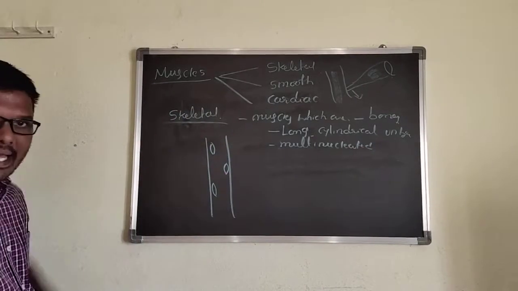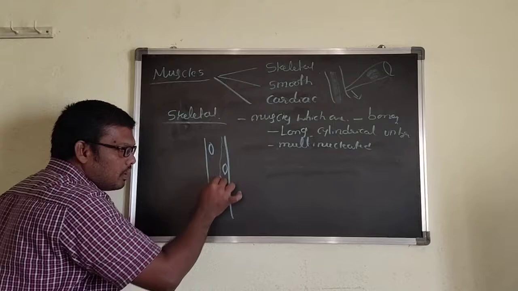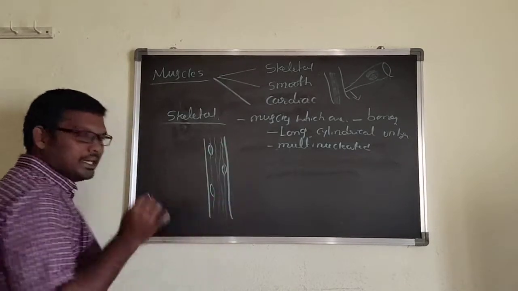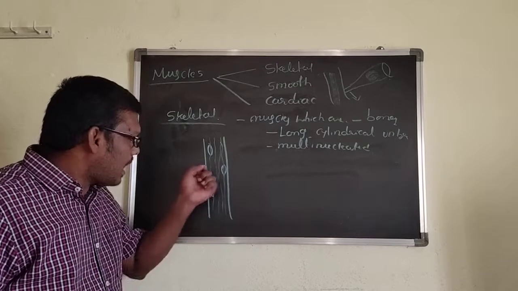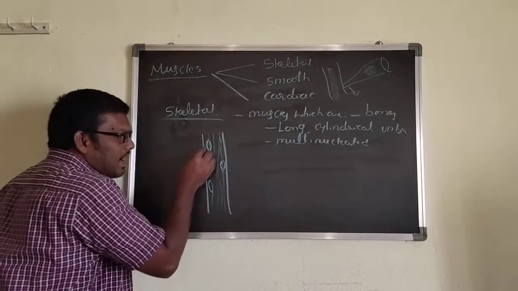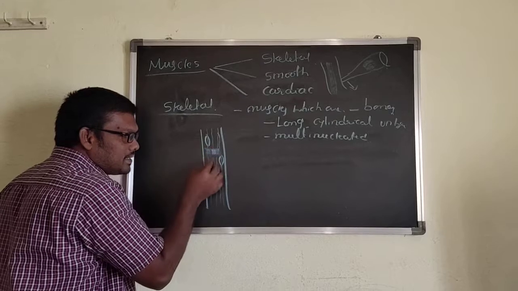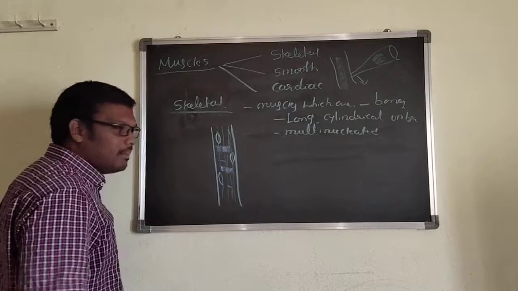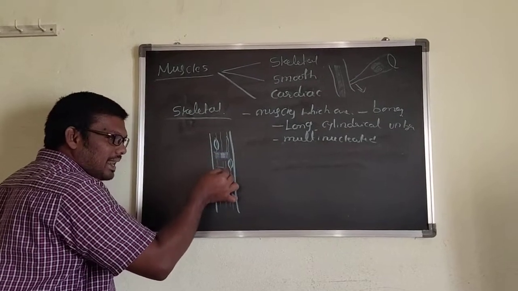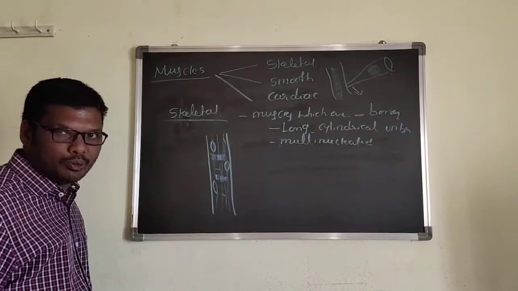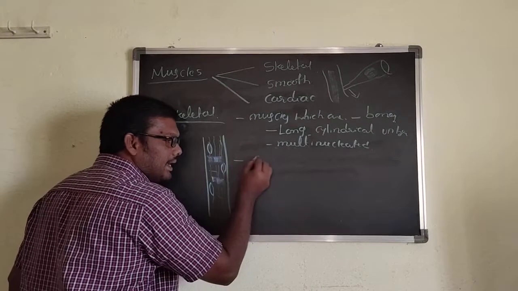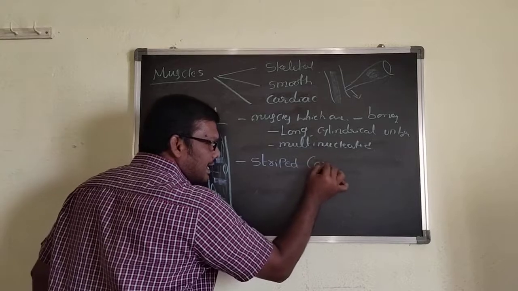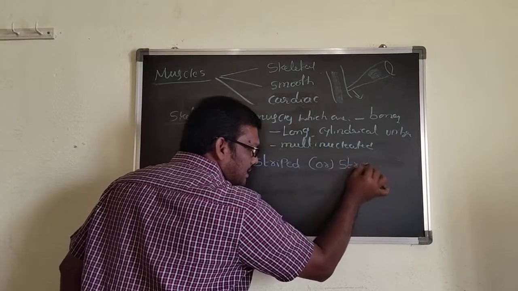In this cell, myofibrils will be present, small filaments. On these myofibrils there are dark color bands and light color bands. By the presence of dark and light color bands alternately, it appears striped, which also indicates the striated appearance.